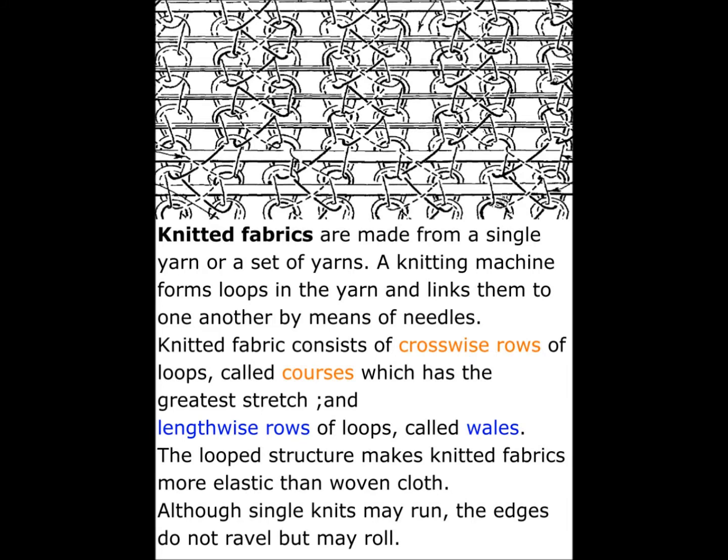The other garment fabric is knitted fabric, and they're made from a single yarn or a set of yarns. A knitting machine forms loops in the yarn and links them to one another by means of needles. Knitted fabric consists of crosswise rows of loops called courses, and they have the greatest stretch, and lengthwise rows of loops called wales. The loop structures make knitted fabric more elastic than woven fabric, yet you still need to use the grain line layout. Although single knits may run, the edges do not ravel, but they may roll.